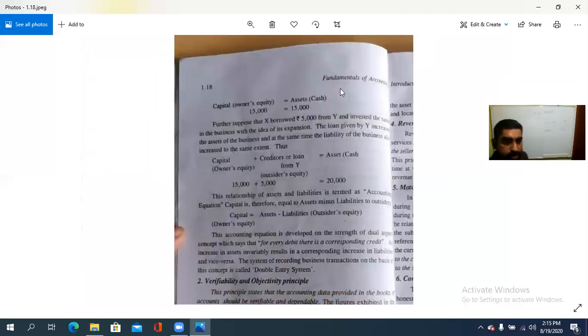see, owner's equity capital is equal to asset. That is 15,000. അപ്പൊ ആ 15,000 എന്തായി? ആ കമ്പനിയുടെ അസറ്റ് ആയി മാറി. കണ്ടോ? So capital is equal to asset.